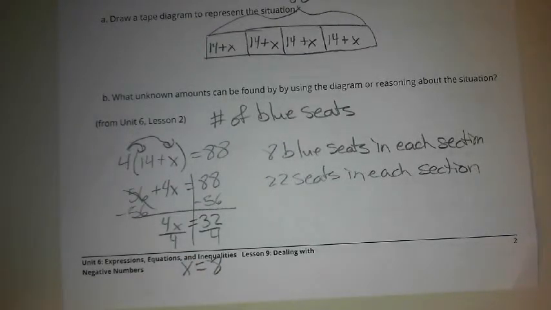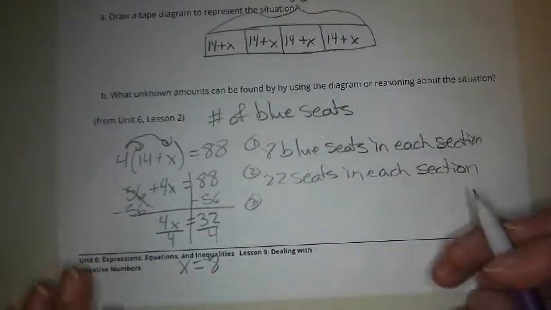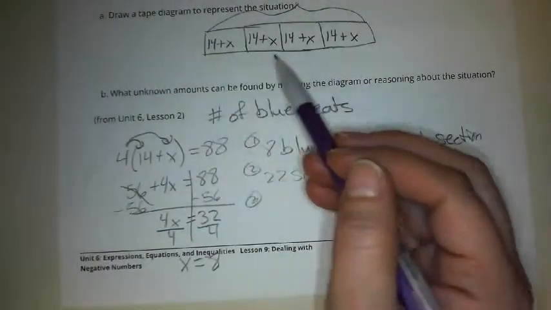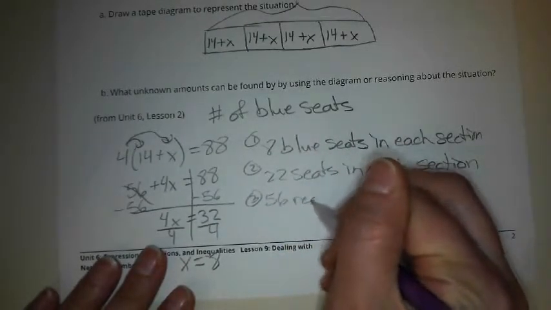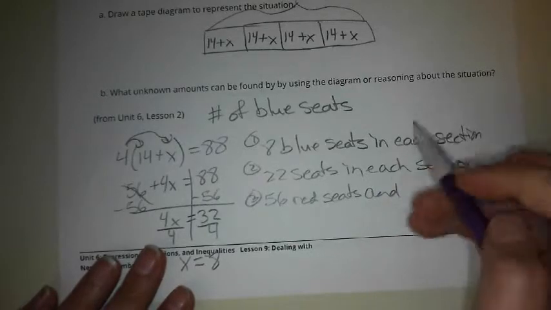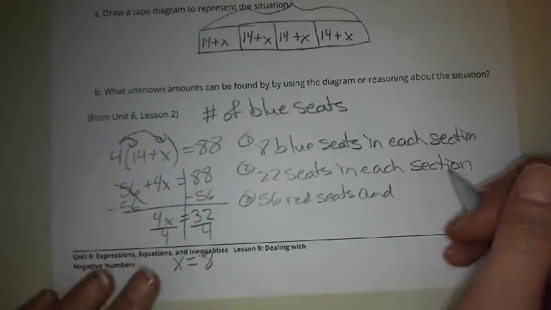I could also do the total here. How many total red do we have? So 14 times 4 is 56, so there are 56 red seats. And 8 times 4, there are 32 blue seats.